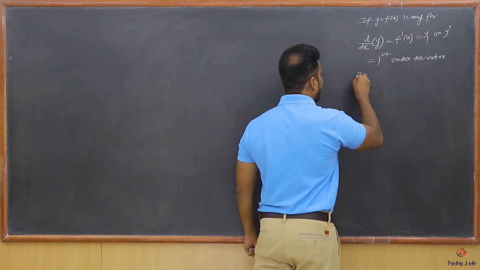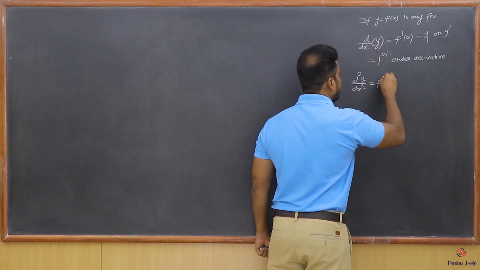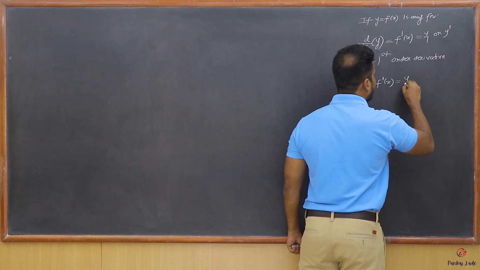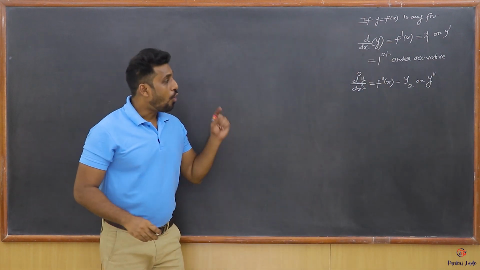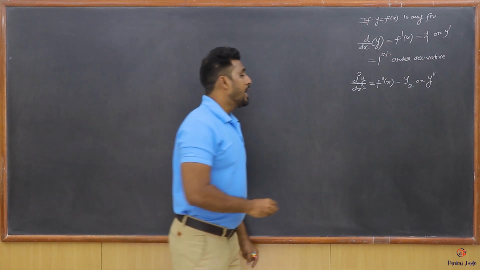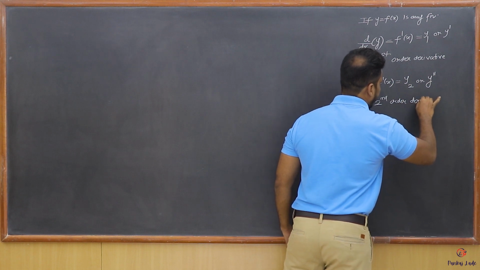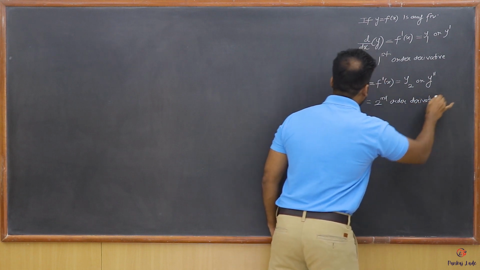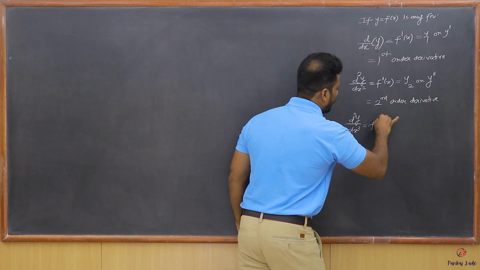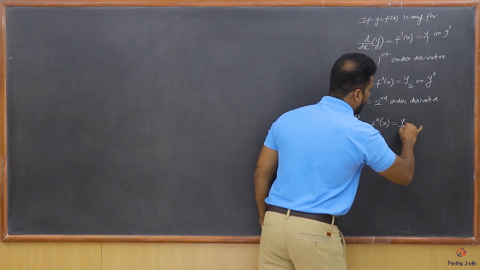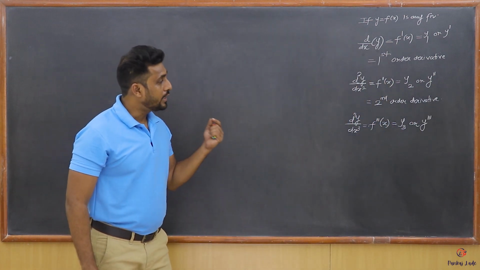Likewise students, now if I write d square y upon dx square, or I can say this is f2 of x, or I can write it as y2, or y with Roman numeral 2, all these things again mean the exact same thing, and they are all the second order derivative. Likewise students, I can write d cube y upon dx cube. So this is f3 of x, or I can say y3, or I can also write y3 like this. All the things again mean the same thing.